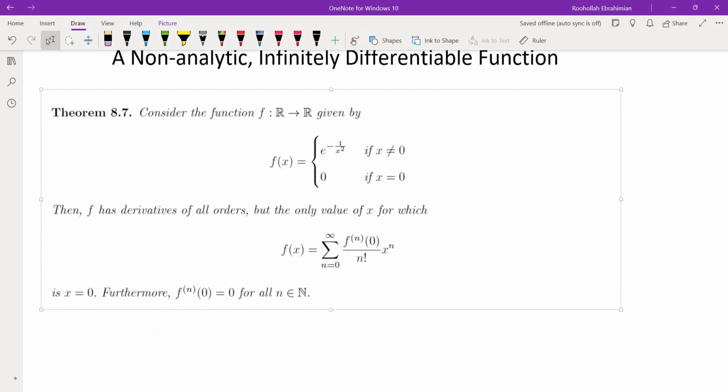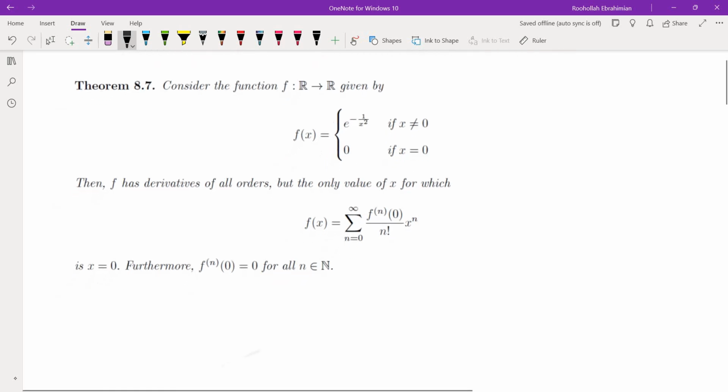Consider this function. It is e to the power of negative 1 over x squared when x is not 0, and it is 0 when x is 0. This function f has derivatives of all orders, but the only value of x for which f of x is equal to its Taylor series at 0 is x equals 0. So there's only one value, the center, x equals 0, where clearly both sides are going to be 0. But at any other point, the right side is 0, the left side is never 0. So what we want to show is in fact that f^(n) of 0 is equal to 0 for all n.